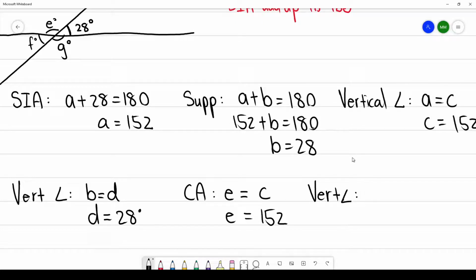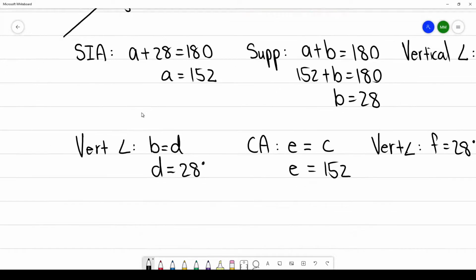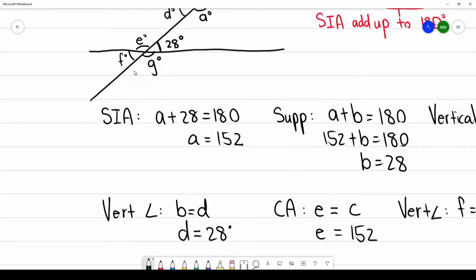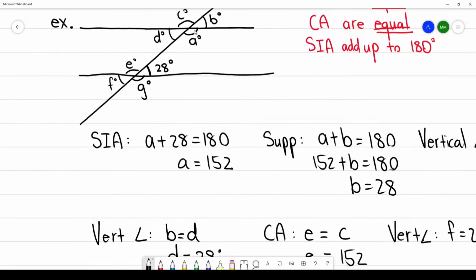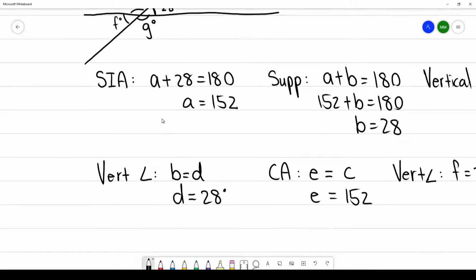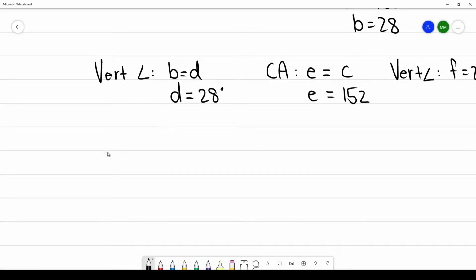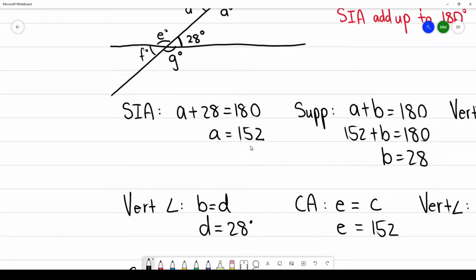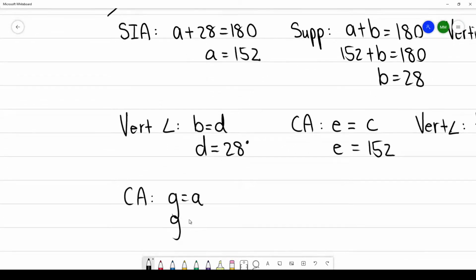And then, it's vertical angles with 28, so F is just straight up 28. And then lastly, we have G. For G, there are different ways. Let's use corresponding angles again. So A and G, they are corresponding angles. G is equal to A. And A, as we figured out, is 152. So G is again 152.